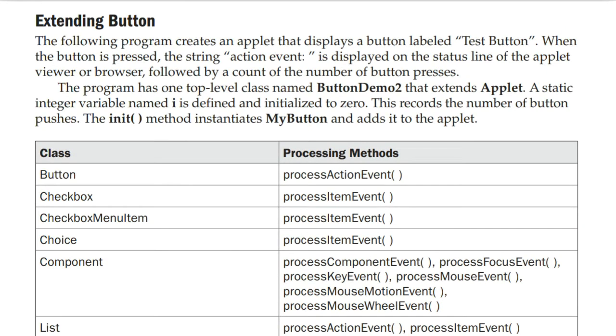Extending Button. The following program creates an applet that displays a button labeled Test Button. When the button is pressed, the string "action event" is displayed on the status line of the applet viewer or browser, followed by a count of the number of button presses. The program has one top-level class named ButtonDemo2 that extends Applet. A static integer variable named i is defined and initialized to 0. This records the number of button pushes. The init method instantiates MyButton and adds it to the applet.